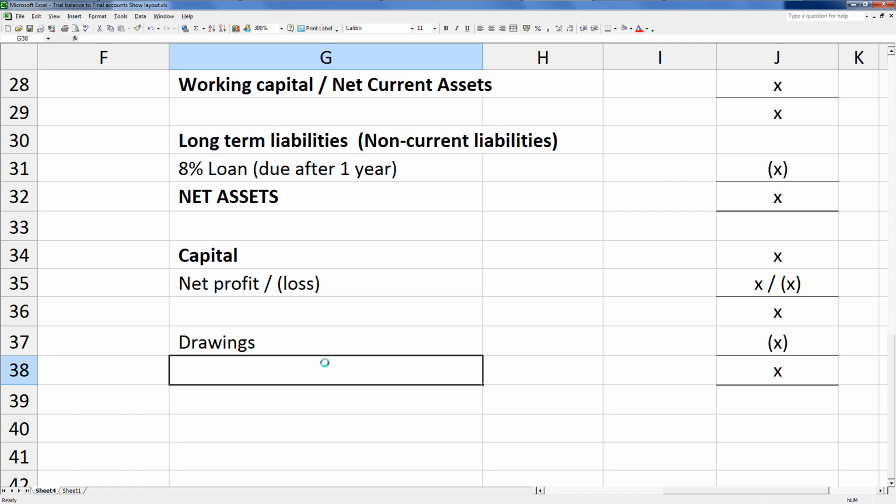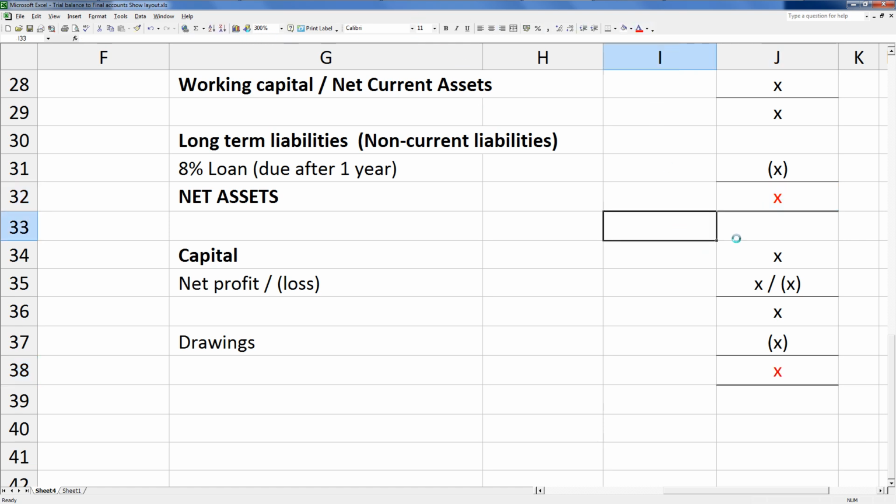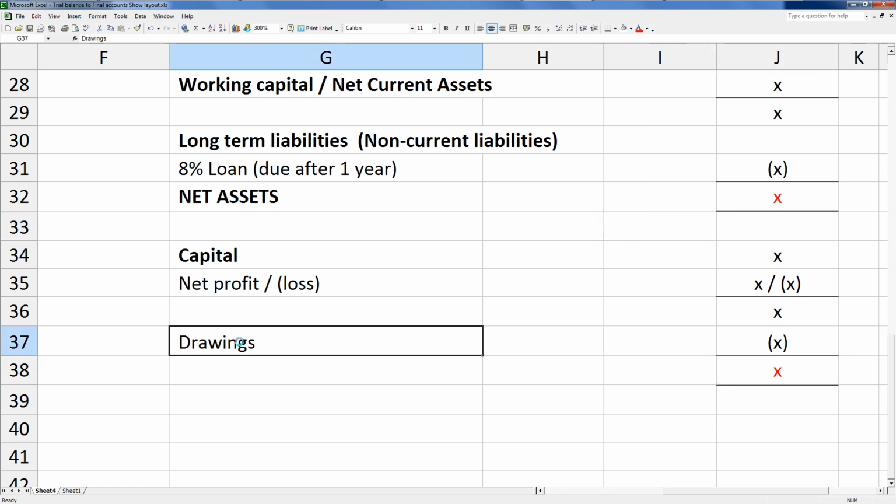If it's a net profit, it's added to the capital to give a subtotal. If it's a net loss, it gets the brackets and the number, whatever it is, and is deducted from the capital. A net profit will increase capital. A net loss will decrease capital.